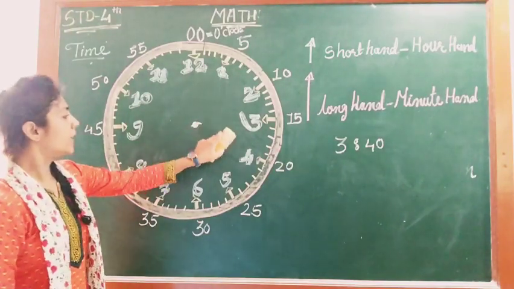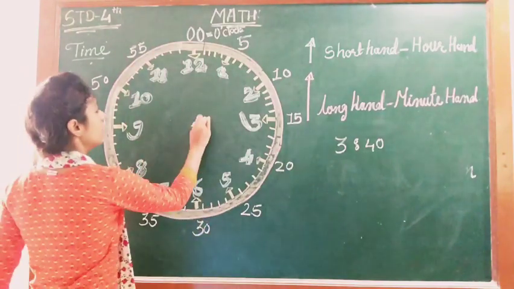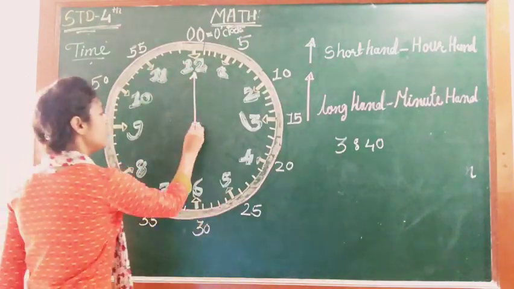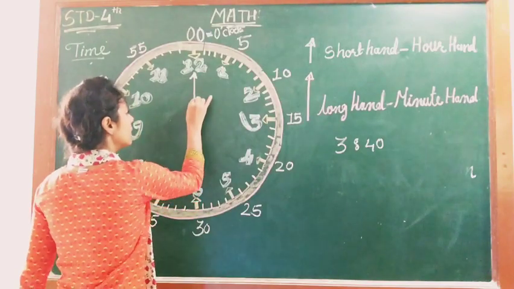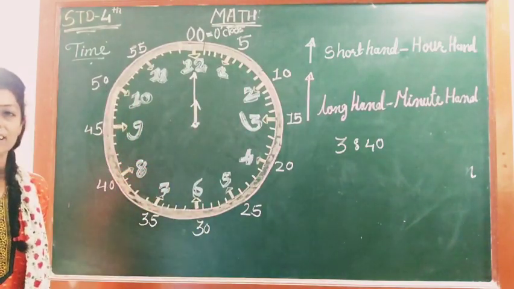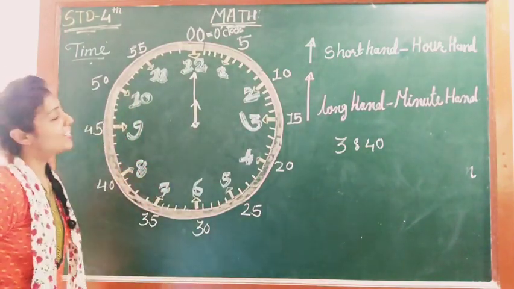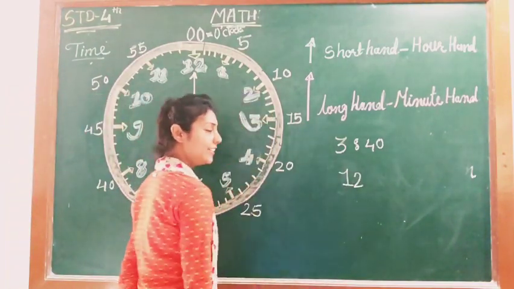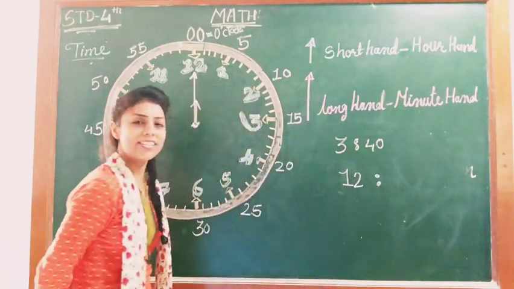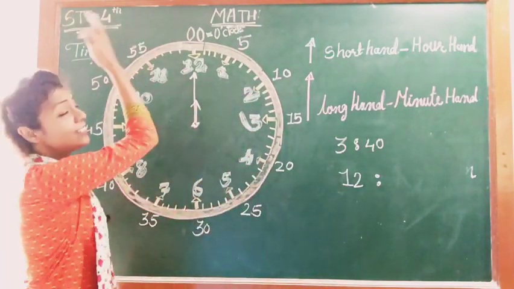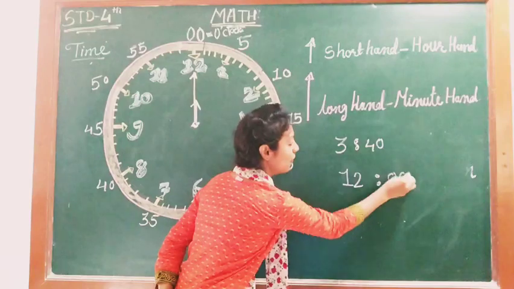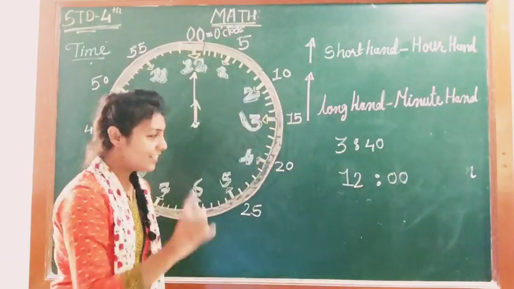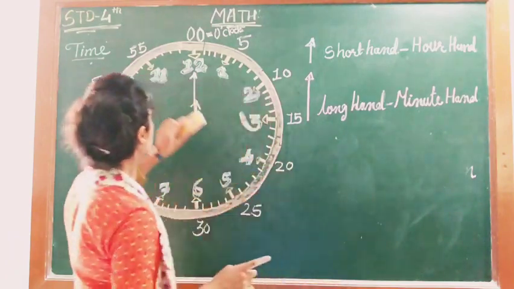40 past 3. 3 o'clock and 40 minutes. Again, if our minute hand is at 12 and our short hand also is at 12. So how to read? So first step, we'll write here our hour, then 2 dots. Where is the minute hand? At 12, 0, 0. So what time is it? 12 o'clock. It's 12 o'clock.